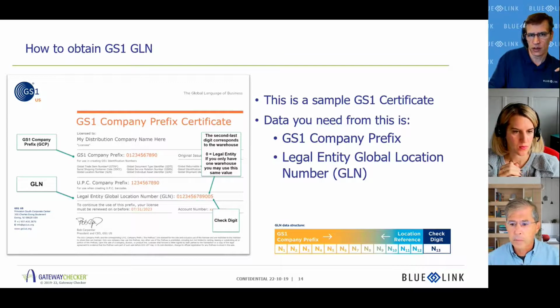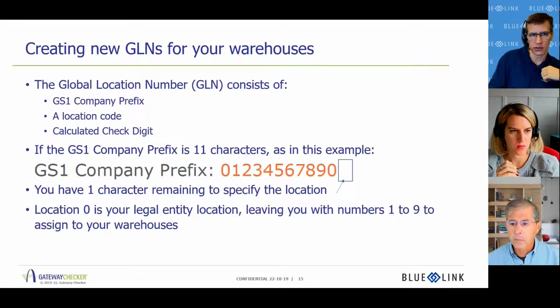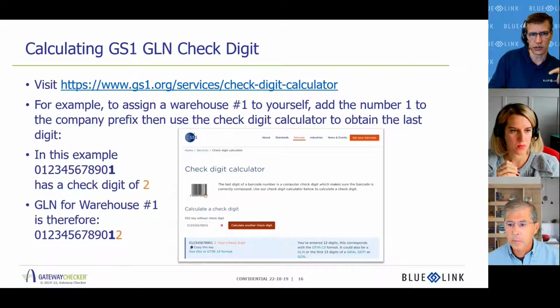So when you're trying to assign additional GLNs for other locations, you can make that number from 1 to 9, and you can change that number, and then you just go calculate a new check digit for yourself. Where do you do that? Well, you can go to the GS1 website, and they actually have a GS1 check digit calculator. And here you can just type in the number, and so in this example, I added a 1 to the last digit and then hit the little calculate button, and then it spits out, okay, number 2 is going to be your check digit for that. So your entire GLN for the first warehouse would be that number with the 2. If you change that number to a 2 and you hit calculate again, it's going to come up with a different number.